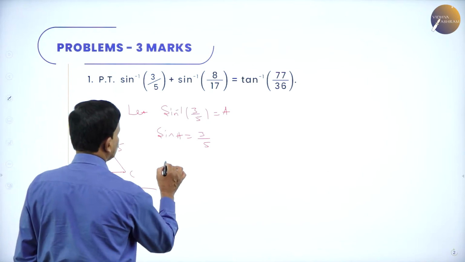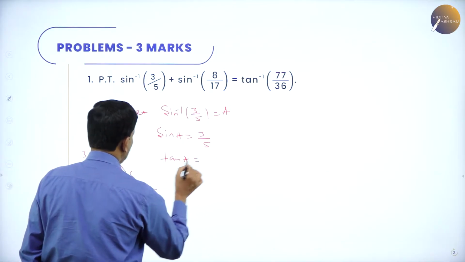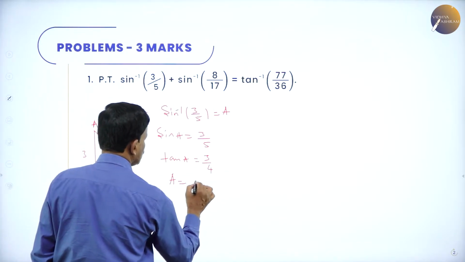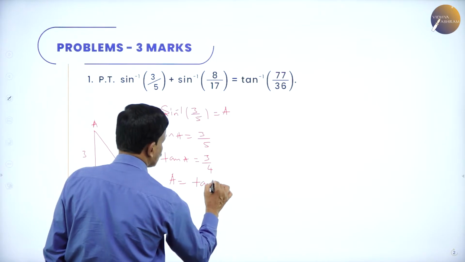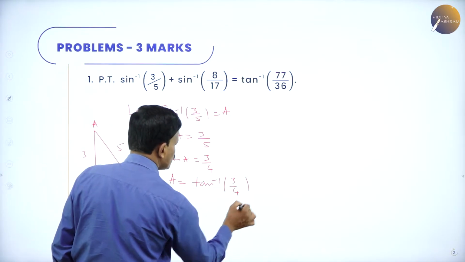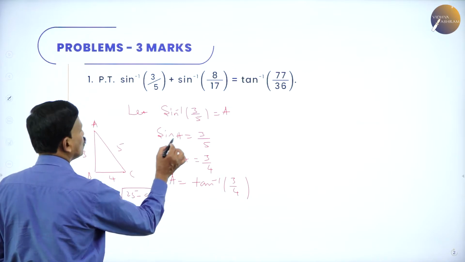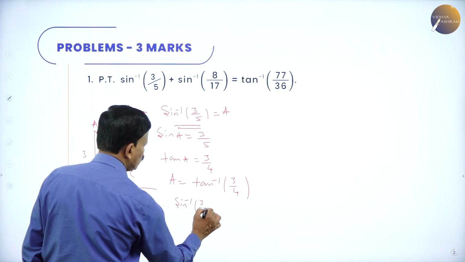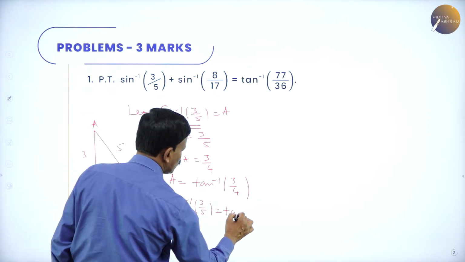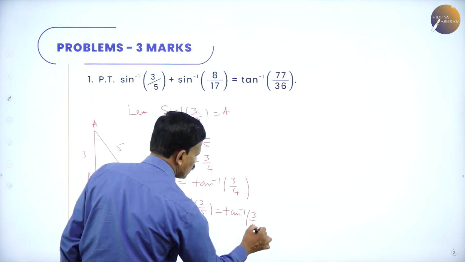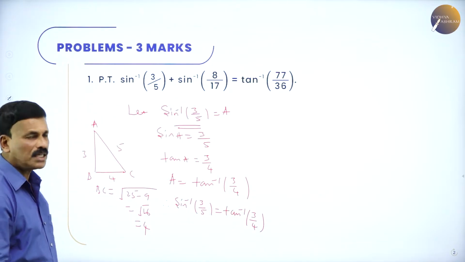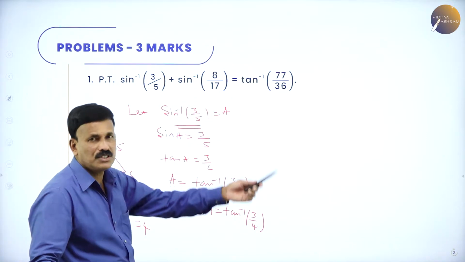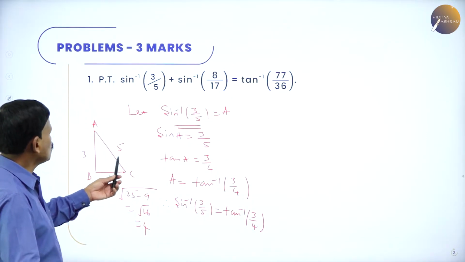So, from this find out the value of tan A. Tan A is equal to 3 by 4. Therefore, A is equal to tan inverse of 3 by 4. What is the value of A? A is equal to sin inverse of 3 by 5. So, sin inverse of 3 by 5 is also equal to tan inverse of 3 by 4. So, that is the first step. Let us convert sin to tan. Similarly, consider this sin inverse 8 by 17 to tan.